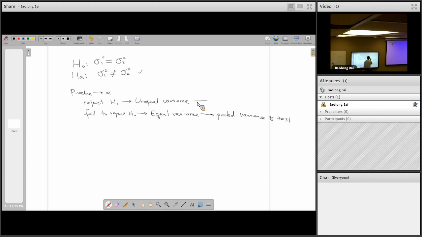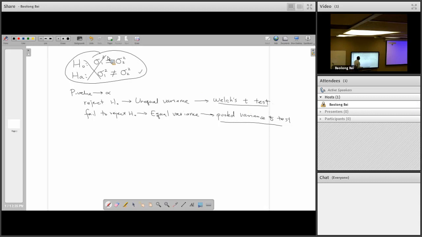And if it's unequal variances, we use Welch's t-test. So that's basically the full picture of doing two sample t-tests. You always need to have a variance test first before you can do a mean comparison t-test. Okay. But in this class, we're not going to cover this test.